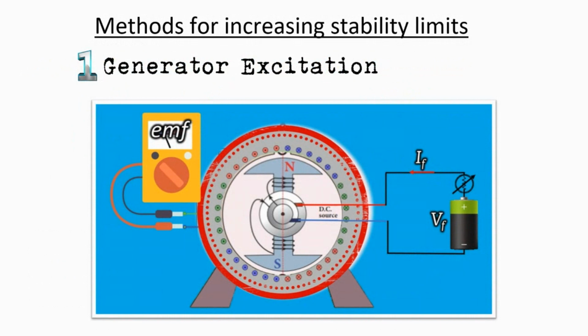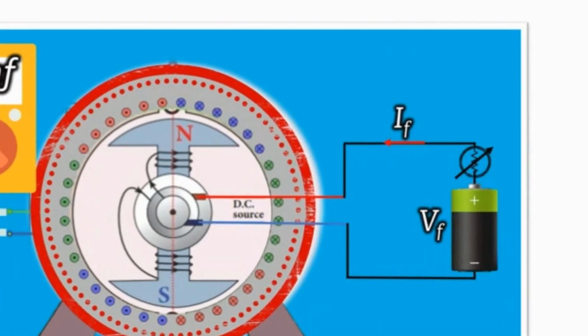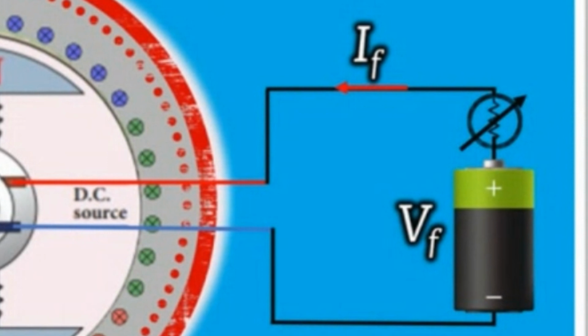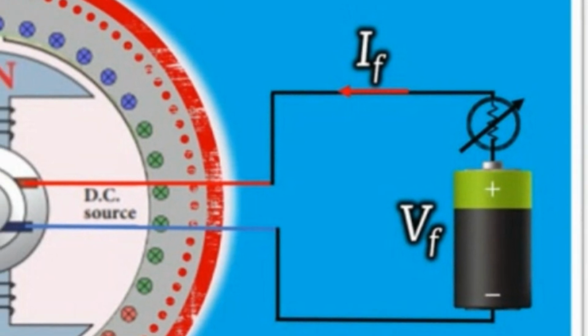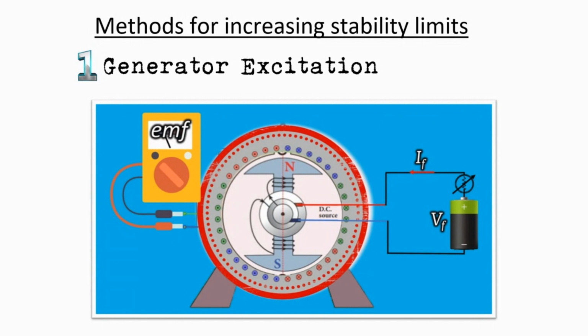Methods that will increase system stability. There are some methods that can be used to maintain system stability. One of them is generator excitation. You remember at the beginning when we talked about the synchronous generator, we said that the DC current which is supplied to the rotor winding creates a magnetic field, converting this rotor to an electromagnet, and this electromagnet will be rotated.